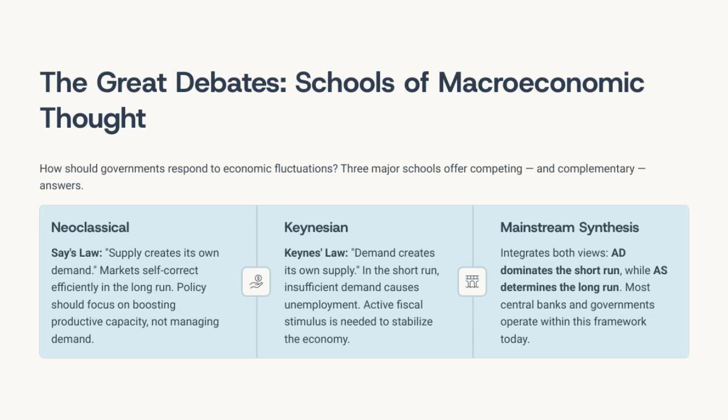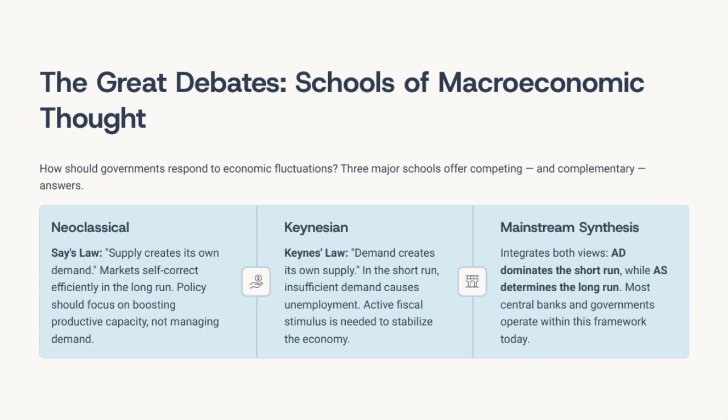On this slide, we see how macroeconomic views integrate both short-term and long-term perspectives. In the short run, aggregate demand tends to dominate, meaning that changes in demand can significantly influence economic output and employment. Conversely, in the long run, aggregate supply is the key driver, shaping the economy's productive capacity and overall growth. Most central banks and governments today operate within this combined framework, balancing demand management with supply-side policies.